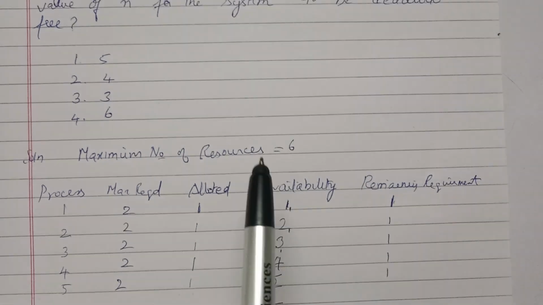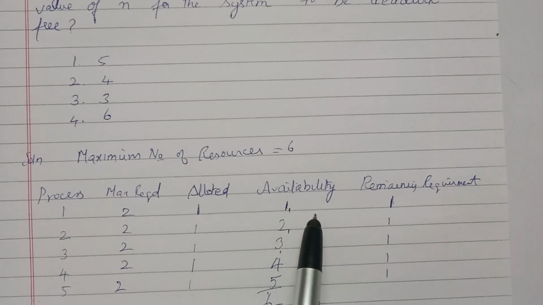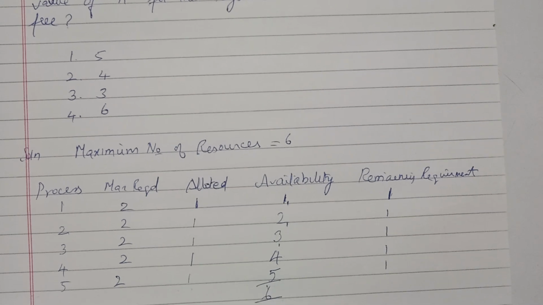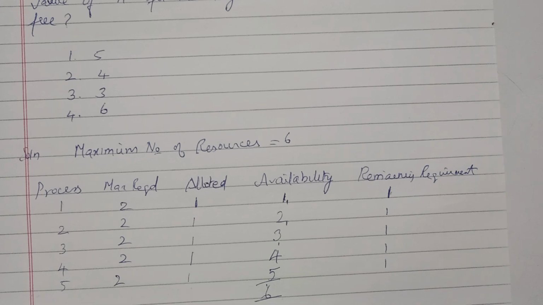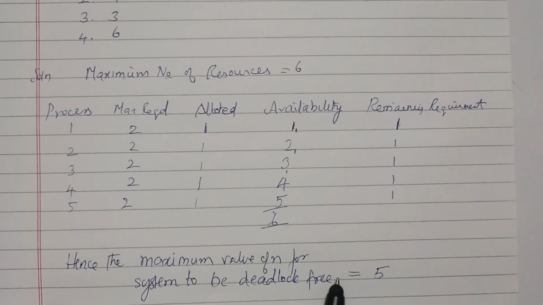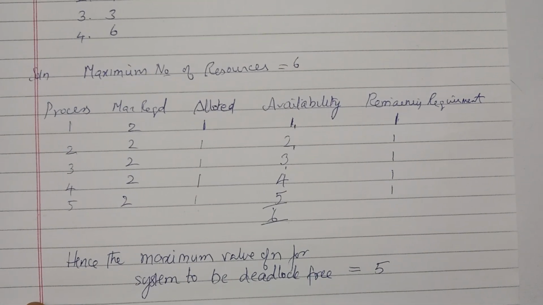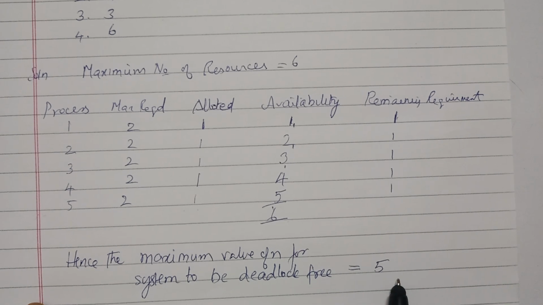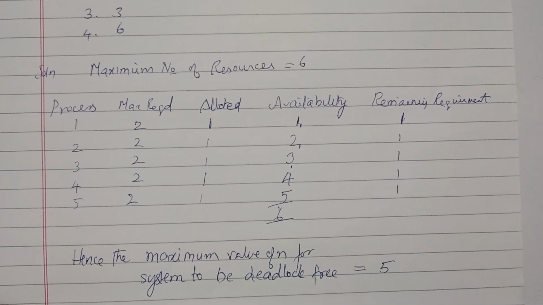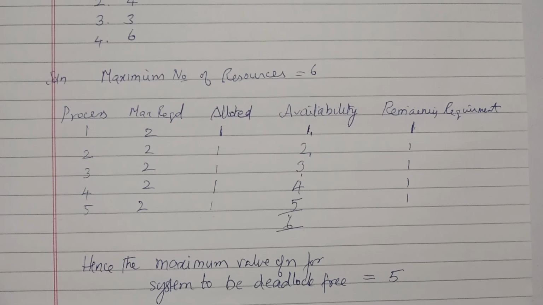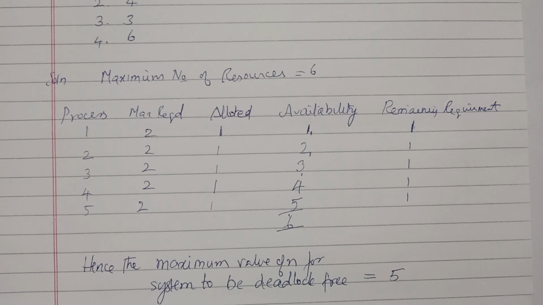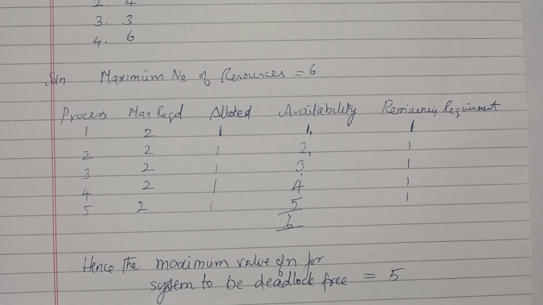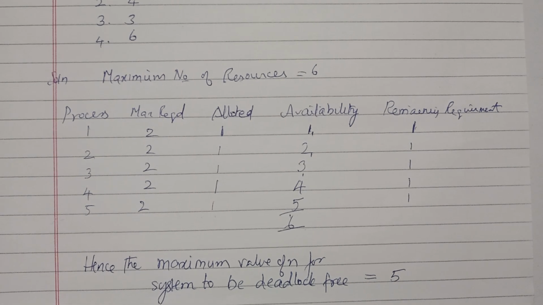So this is how this sort of sum has to be done. So in this question, since the maximum resource is 6 and the maximum requirement is 2, the maximum value of n for which the system will be deadlock free is 5. So friends, I hope this is clear to you. Based on the number of processes and the maximum requirement of resources, you have to choose the number of processes for questions like these.